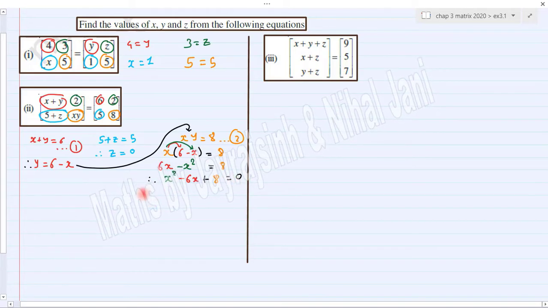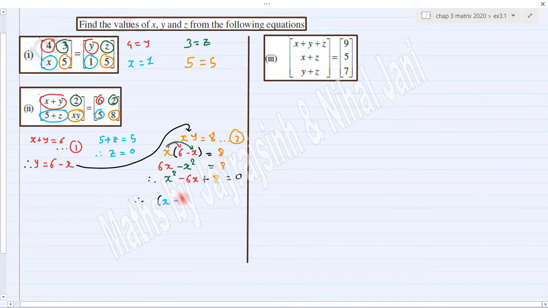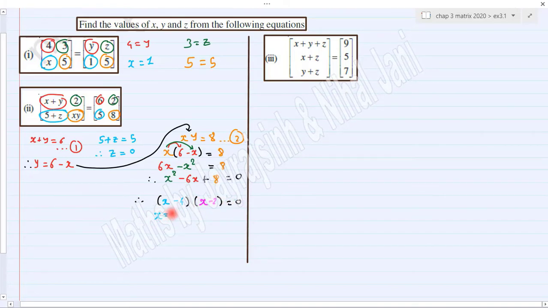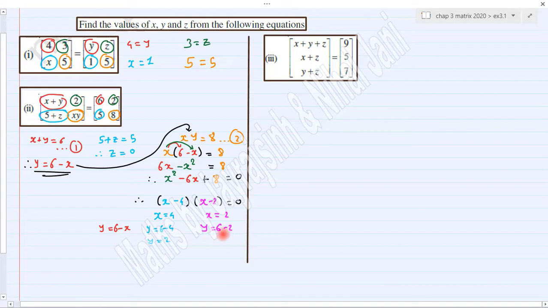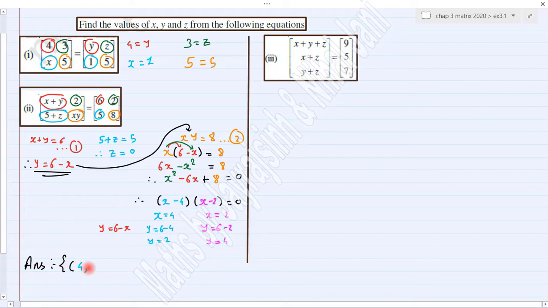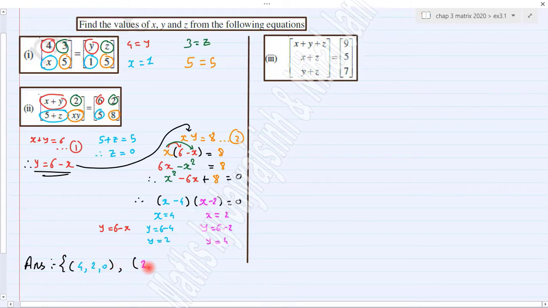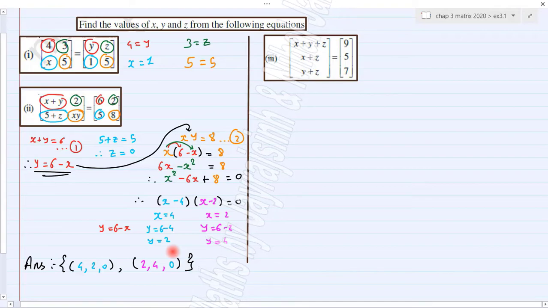Okay, so we get a quadratic equation and we have to create factors of it. Its factors must be x minus 4 and x minus 2. So we get two values of x, 4 and 2. And we have to find the value of y also. For x is equal to 4, we will get y is equal to 6 minus 4, or we can say 2. And for x is equal to 2, we will get y is equal to 6 minus 2, or we can say 4. So your solution set must be 4 comma 2 comma 0 and 2 comma 4 comma 0. This is your final answer. Ta-da!